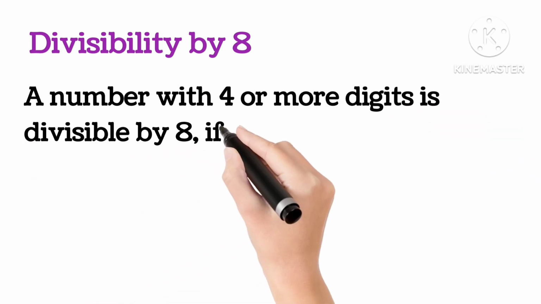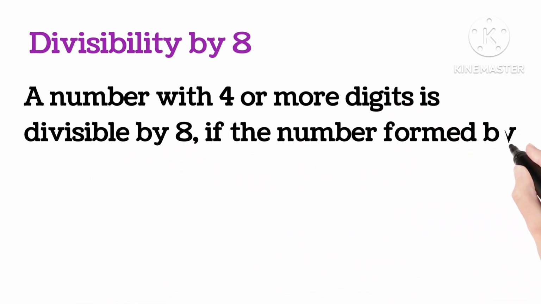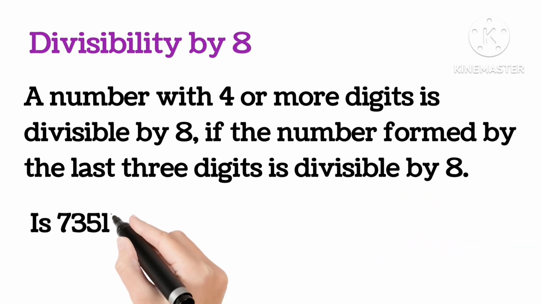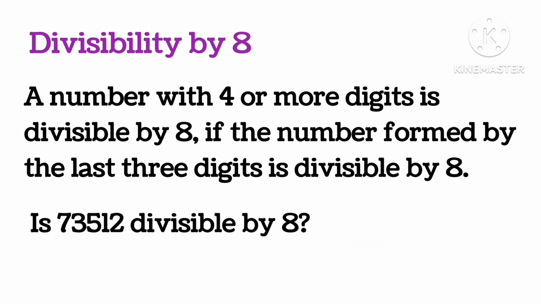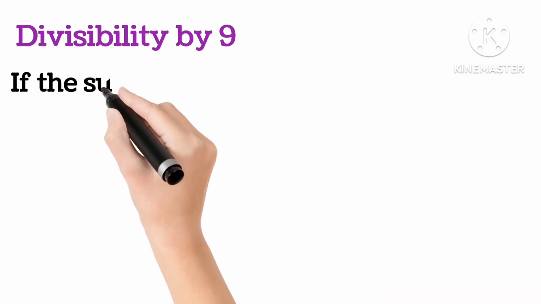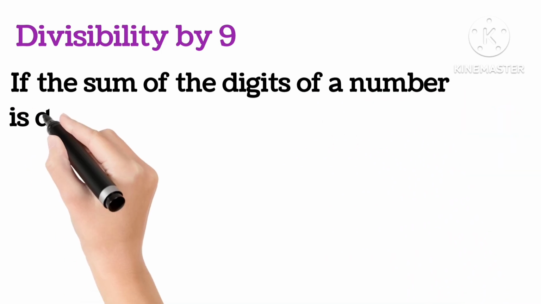Let's take the divisibility rule for 8. What is the divisibility rule for 8? If a number has 4 or more digits and the number formed by the last 3 digits is divisible by 8, then the entire number will be divisible by 8. Here the example is 73512. The last 3-digit number is 512, which is divisible by 8. The last 3 digits are divisible by 8, so the entire number will be divisible by 8.